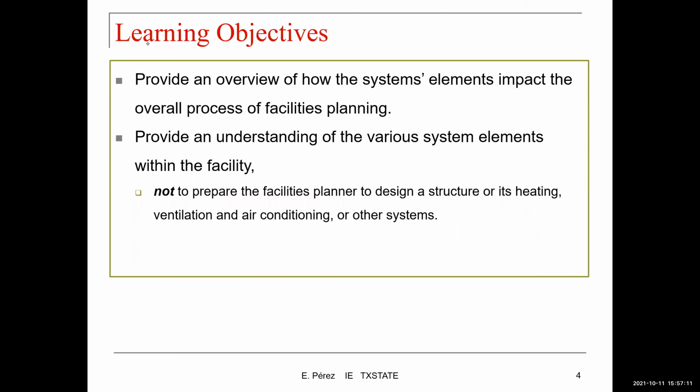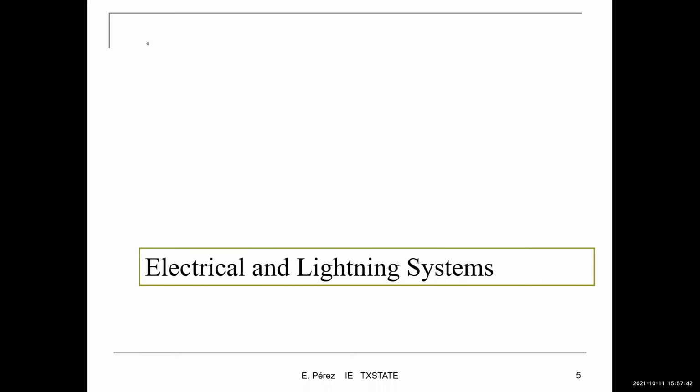In terms of the learning objectives, we want to provide an overview of how the system's elements impact the overall process of facilities planning. We want to provide an understanding of the various systems elements within the facility. Remember, the goal is not to prepare you to design the structure of heating, ventilation, air conditioning, or other systems. What we want is for you to have an idea and be aware of the design requirements for your facility. So today we're going to look at the electrical and lighting systems.